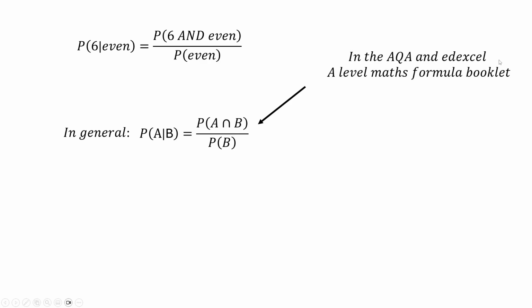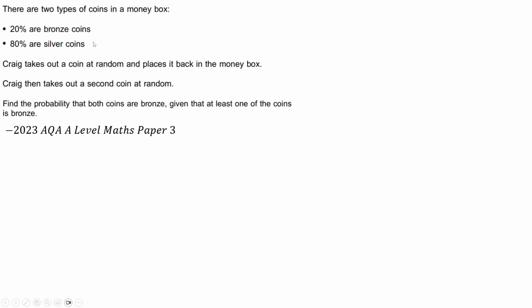This here is in the AQA and Edexcel A-level maths formula booklet, by the way, but it's written as this, right? And sometimes they might say B and A, and then they might swap around the B's and A's, but it makes no difference, right? So we'll go through an example now from an AQA past paper.